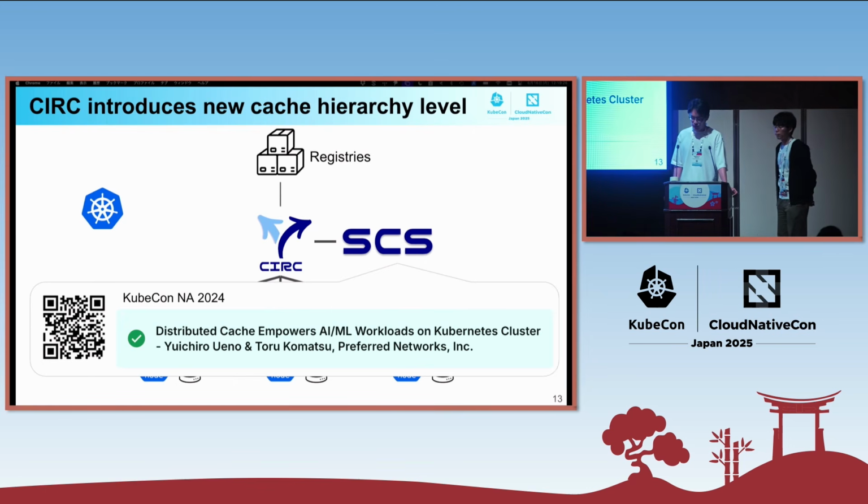For the cache storage, we use SCS. SCS is a distributed cache service on our Kubernetes clusters, and it offers simple key value store functionality. We introduced SCS at the last year KubeCon North America, so please scan the QR code and check out the session for the details of SCS.